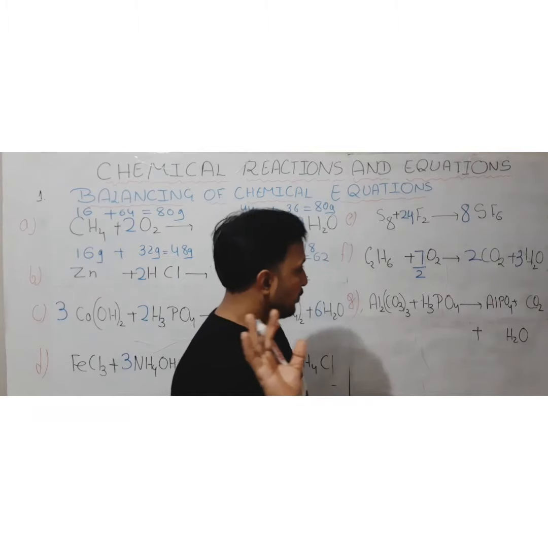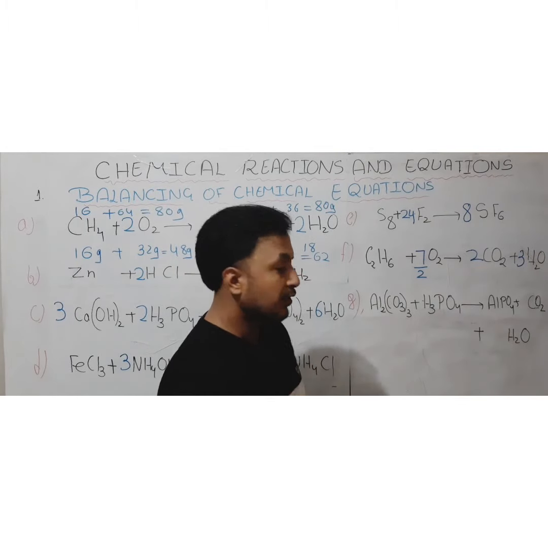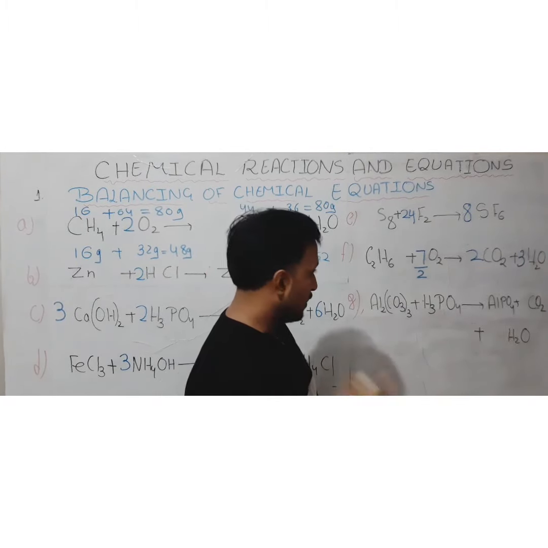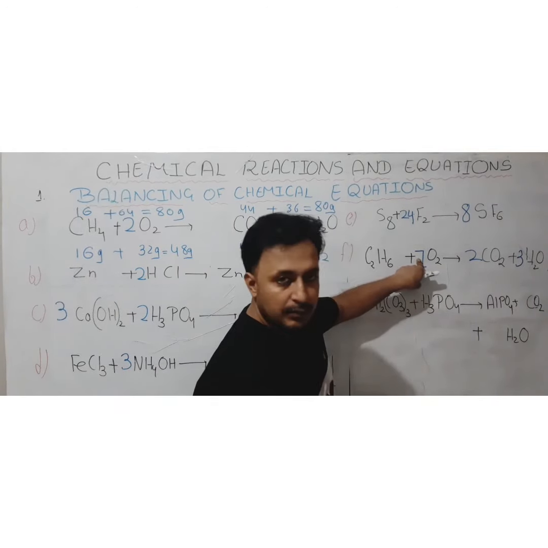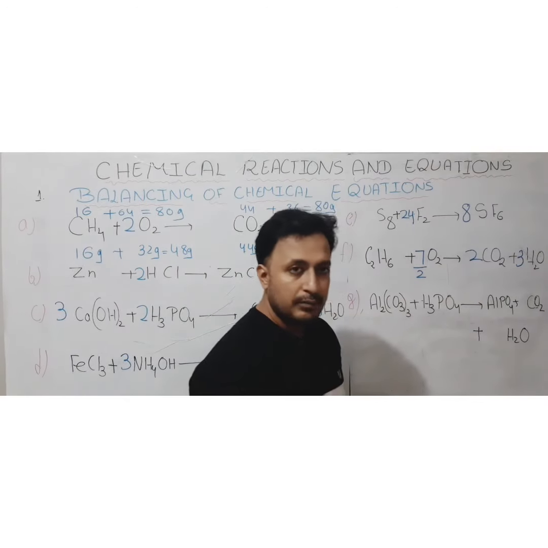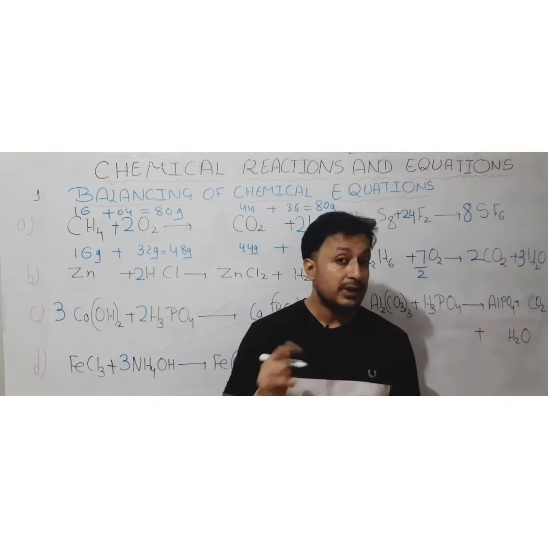This is not the permanent coefficient here. I am using a temporary one to solve the equation. How? You will see, when I put 7 by 2, the 2 will be cancelled and 7 will remain here. It means oxygen becomes 7. But we cannot use the coefficient in the fractional form.